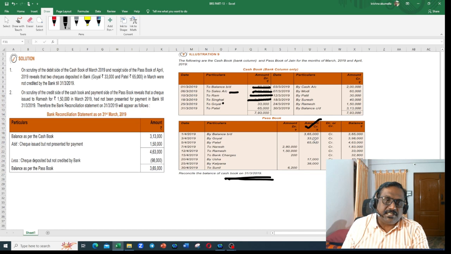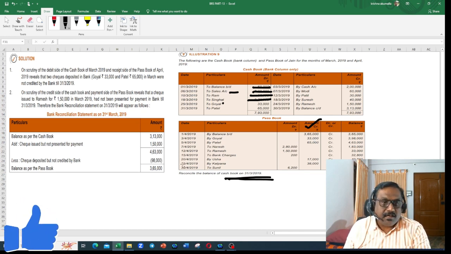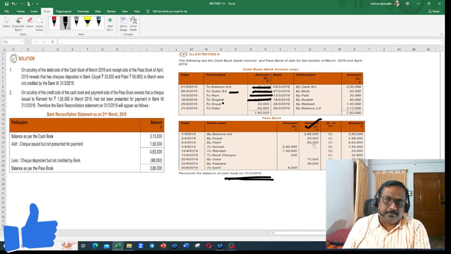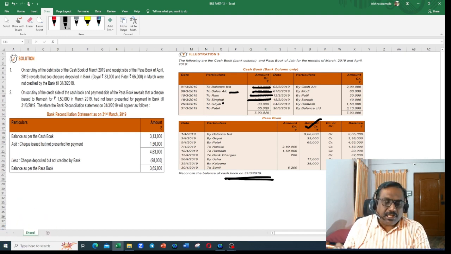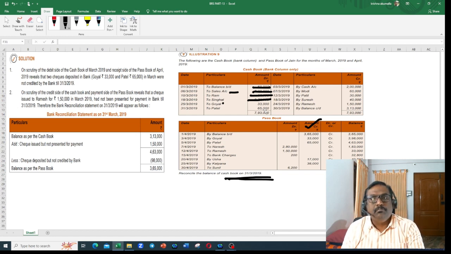Next, to Patel 65,000. See here, to Patel 65,000 is there. What does it mean? Check received from Patel has been deposited in the bank on 31st March, 65,000. Has it been created in the passbook? Yes, it has been created in the passbook. When? On 5th April. But when are we preparing the reconciliation? We are preparing the reconciliation on 31st March. By the time we prepared the reconciliation, on 31st March, had this Patel check been created in our passbook? No. It was created on 5th April, not before 31st March.